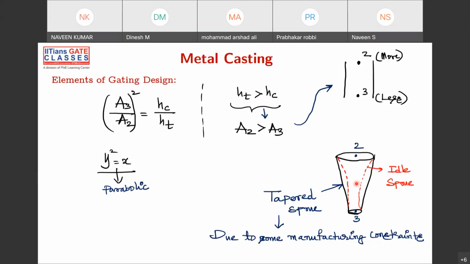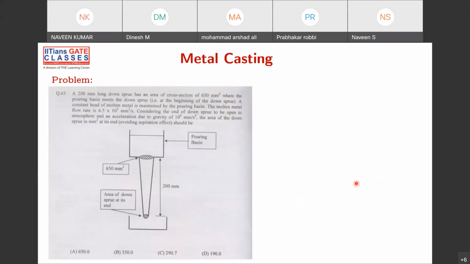Okay, good. Next. This is what they've asked in GATE. I'm not going to solve it; it's very easy. They have given this cross section with some area here. They are saying that, to avoid the air aspiration effect, what should be the area at the bottom? That's what they're asking.